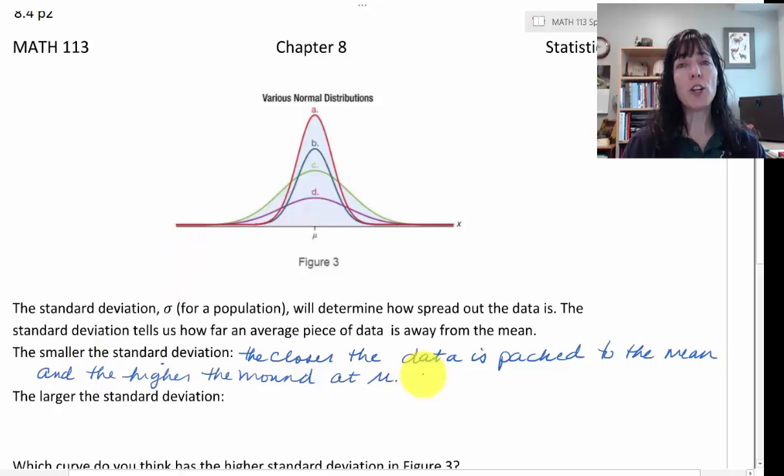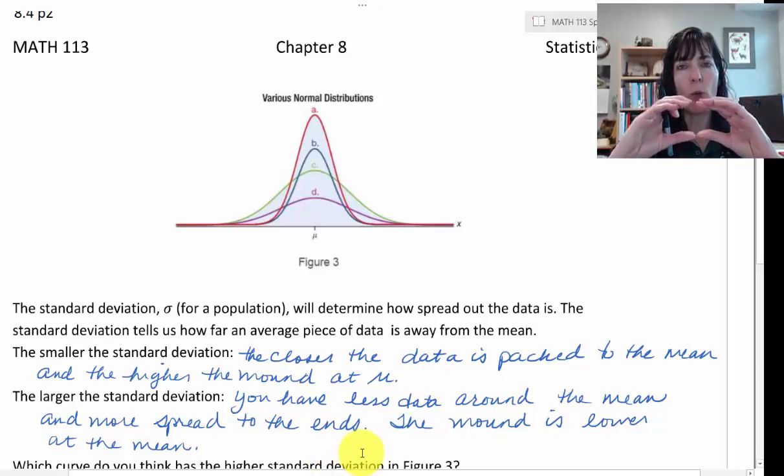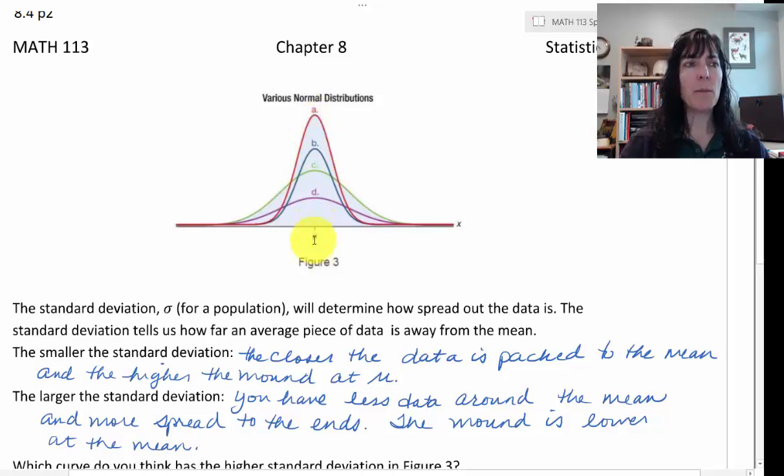Okay, and if you have a larger standard deviation, you have less data around the mean, and it's spread out more evenly towards the ends of the distribution, and that makes the mound shorter or lower right at the mean. So like right here, it's much shorter than this A curve, which has a higher amount of data packed at the mean. And here you have less data packed at the mean, more data spread towards the ends.